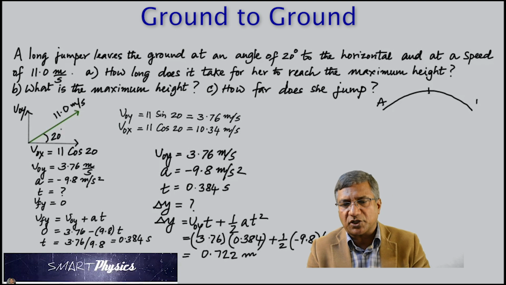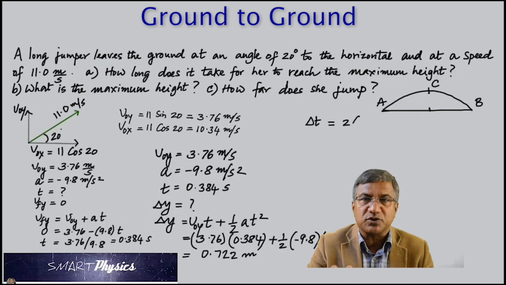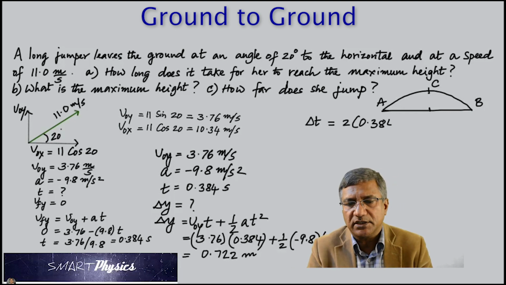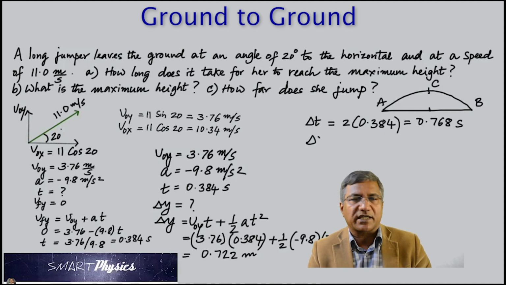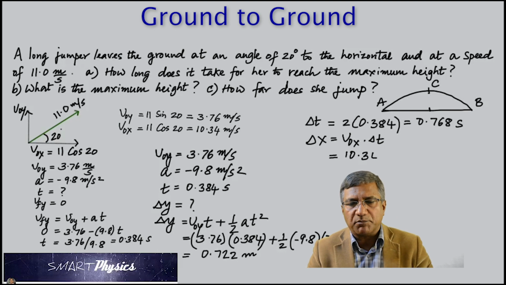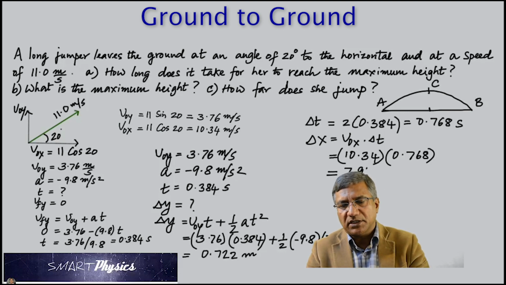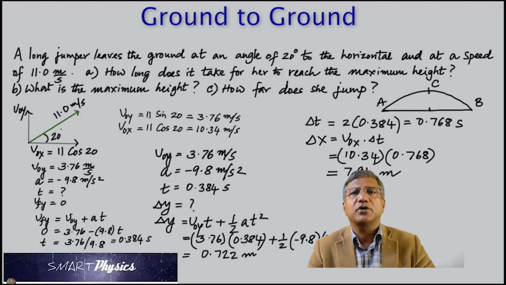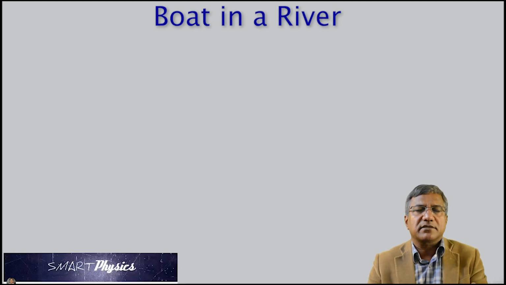Here it is. That's the track. A to B is the X we're looking for. We got the time from A to C, that's why we have to double it. So 2 times 0.384 gives 0.768 seconds. And then delta X is always V naught X multiplied by time. V naught X is 10.34 multiplied with 0.768, and you have your answer. This happens to be 7.94 meters.